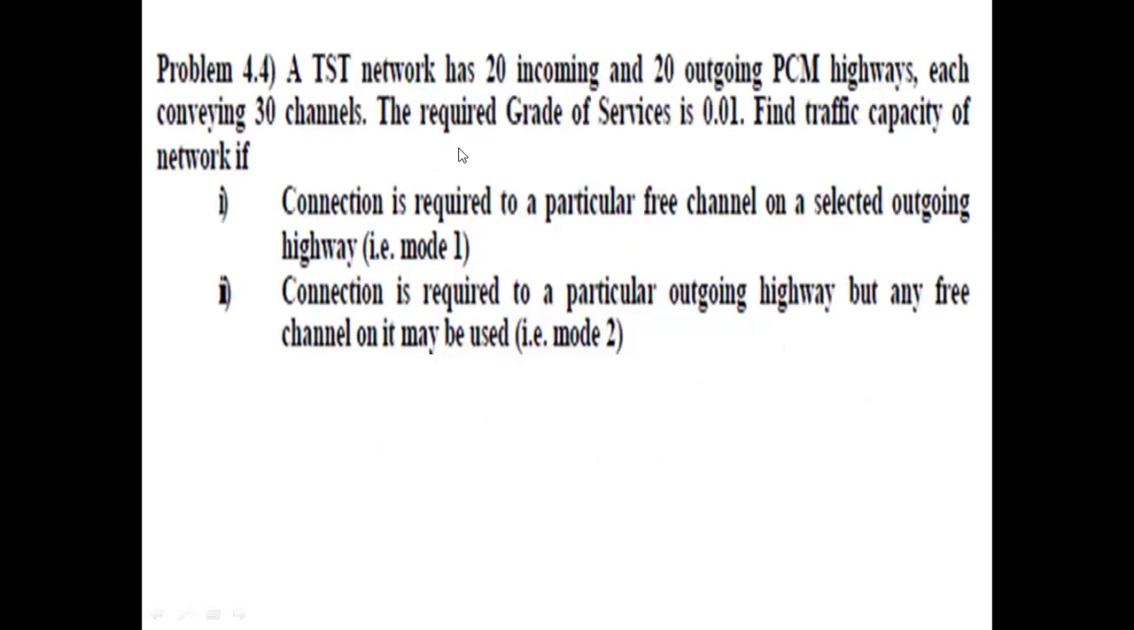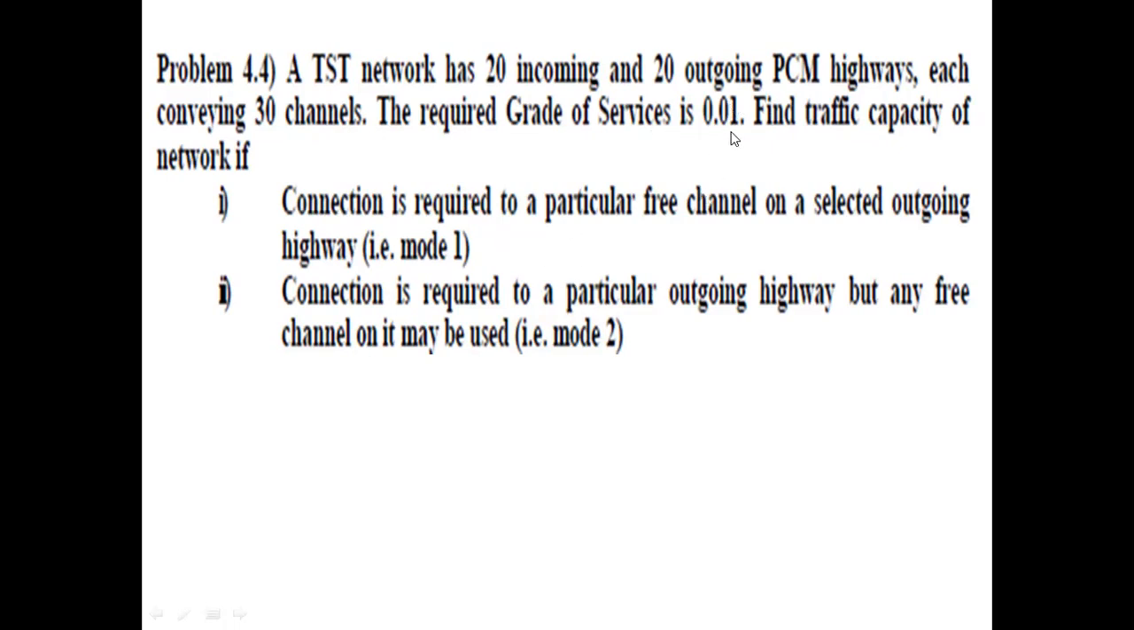There is a problem on the TST network, which says a TST network has 20 incoming and 20 outgoing PCM highways, each conveying 30 channels. It's a 30 channel PCM system, and its grade of service is 0.001. The GOS is already given. Find the required grade of service, in this case 0.001. Find the traffic capacity of the network. It is also asking sub questions: a connection is required to a particular free channel, the mode 1 and mode 2. Here it is directly asking for mode 1 and mode 2.